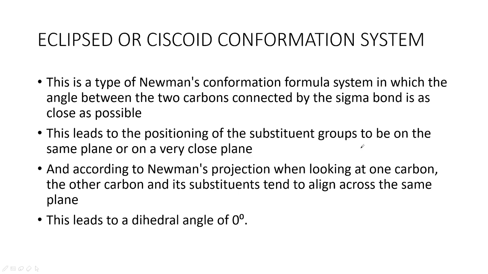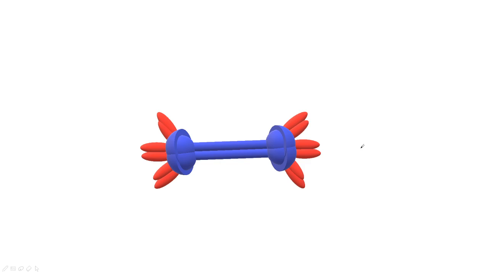According to Newman's projection, when we look at one carbon, the other carbon and the substituent tend to align across the same plane. Just like I said earlier, the carbons will be overlapping. So when we look at one carbon, the other carbon and its substituent tend to be aligning on the same plane. And this leads to a dihedral angle of 0 degrees. Now, this is a three-dimensional structure I was trying to use to explain, but let me explain with the Newman conformation formula system.